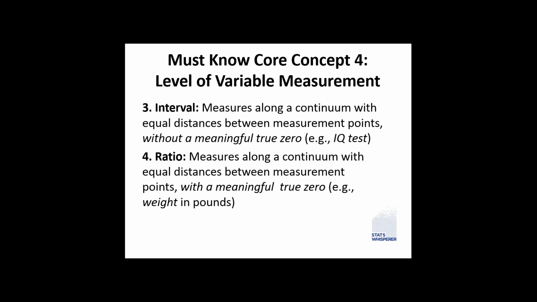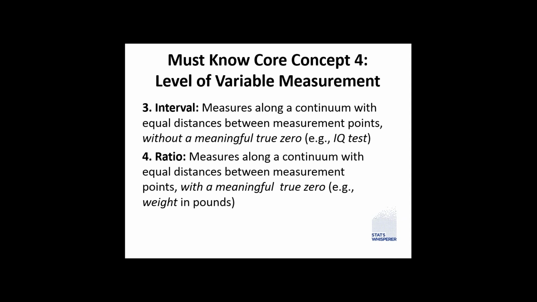Now, interval. So here's where, as the scores go up and down, they're showing a greater or lesser presence of something, like in our depression example, 1 to 5. As it goes to 1, there's less depression. As it goes to 5, there's more depression. So it goes up and down. It's the greater and lesser presence of something. The scores are measured along a continuum.